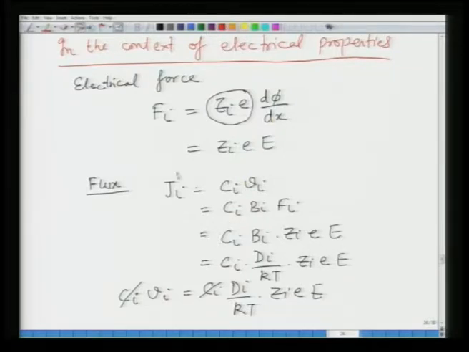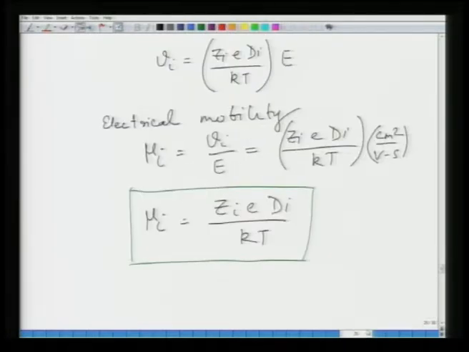We get the Ji expression in terms of Ci, Di and E, and we equate it to the original expression Ci Vi. So what we get from here is an expression for Vi, which is Zi e Di into capital E, which is the field, divided by kT. And from this we get the mobility. This is called ionic mobility. This is not electronic mobility, this is ionic electrical mobility.